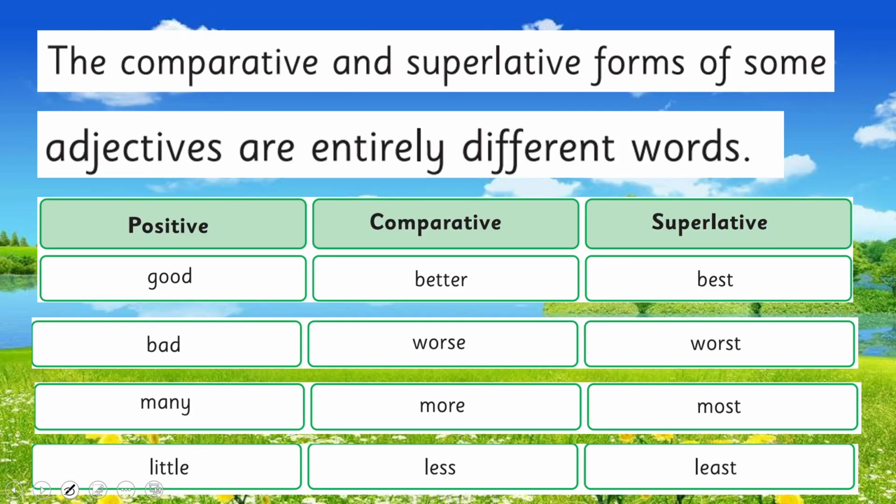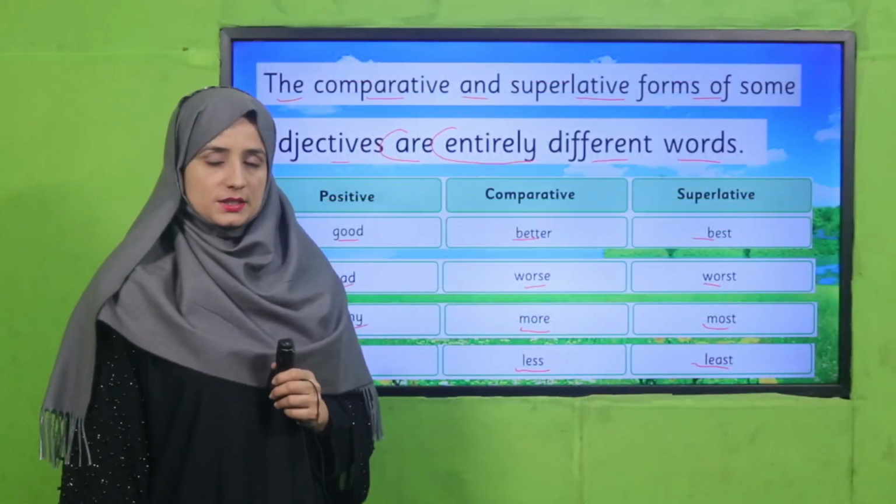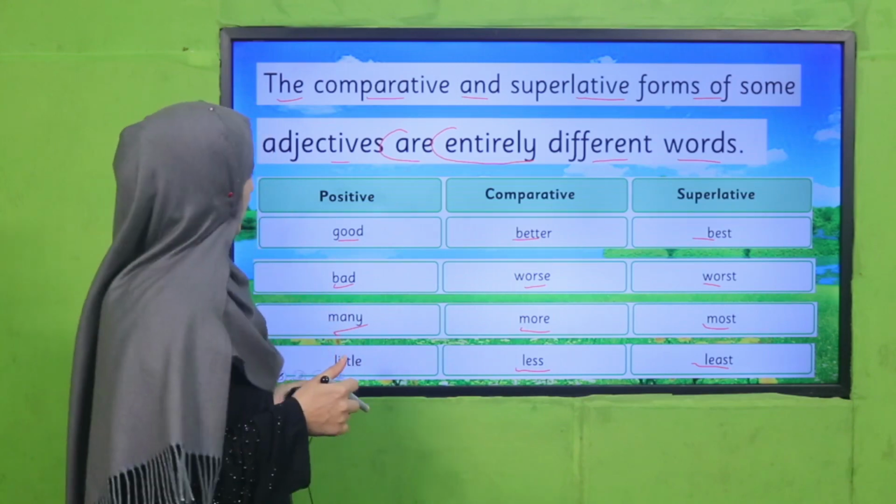Good, excellent job. Next, the comparative and superlative forms of some adjectives are entirely different words. As I already told you, these are called irregular adjectives. We have already learned good, better, best; bad, worse, worst; many, more, most; little, less, least. These are all irregular adjectives. Have you got that? Good job, my dear students.